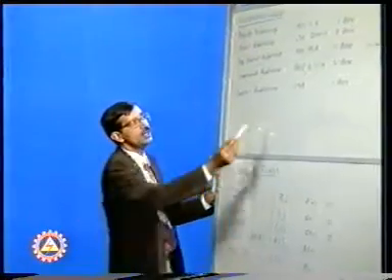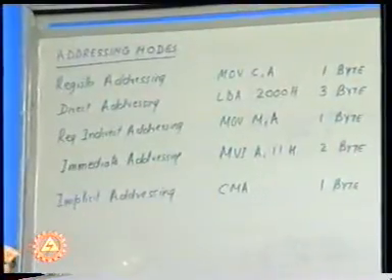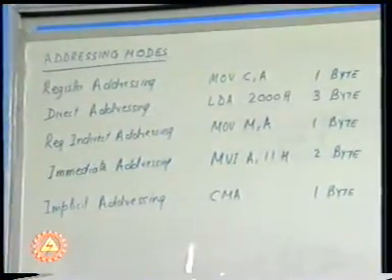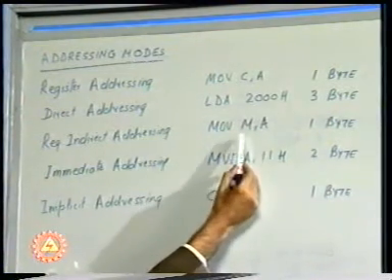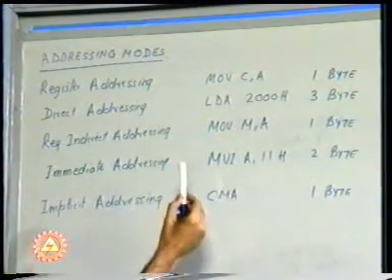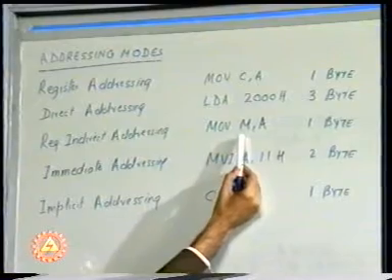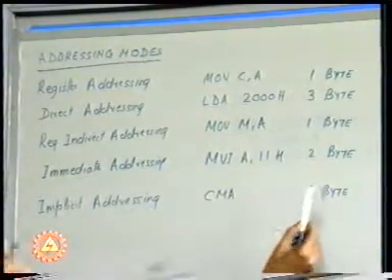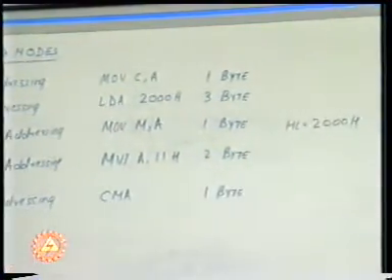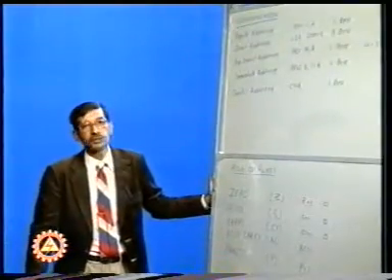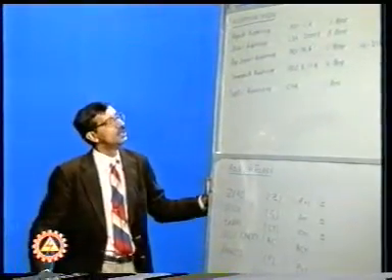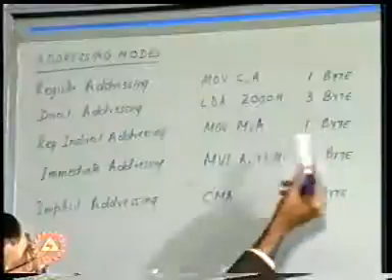When I say MOV M, A, what does this mean? This means move the contents of register A to the memory location. Now, which is that memory location? The memory location is the address which is available in register pair HL. So this is an indirect way of having access to the memory location. You can see here, this is a 1-byte instruction.